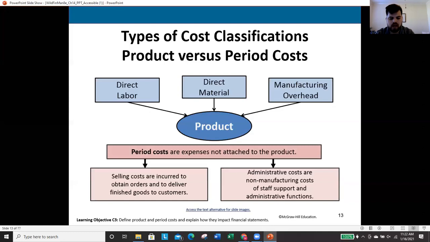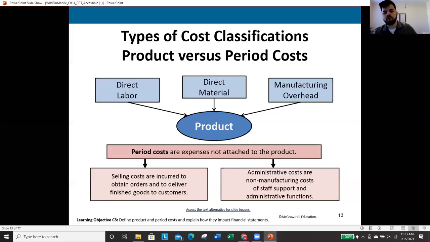So if I were you, I might be asking the question right about now, why do I care if I've got a product cost or a period cost? Does it actually matter? What are the implications if I call one cost a product cost and it should have been a period cost, or the other way around? Is this actually an important distinction? And I want you to think back to 2301.